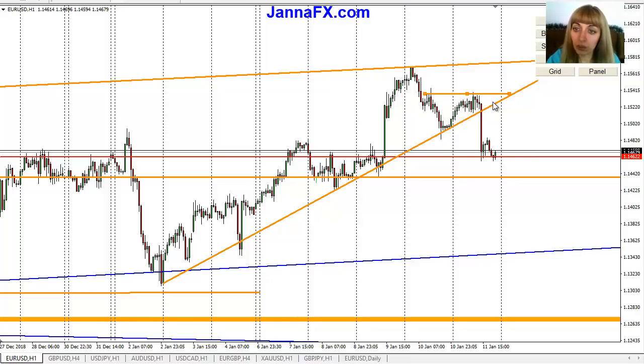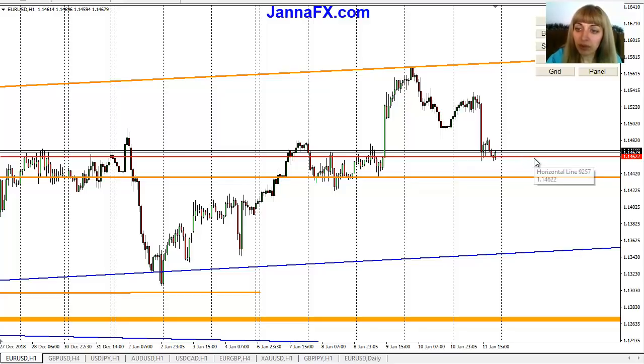I don't need these levels anymore, so I can remove them, so it's a little bit more of a clear picture, and see if it will start to consolidate here. I would rather, of course, like it to go back into this area. That would be more reasonable, and do some consolidation here, and of course again place sell pending orders here and buy orders up here.